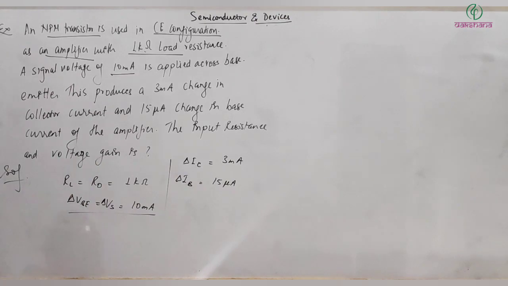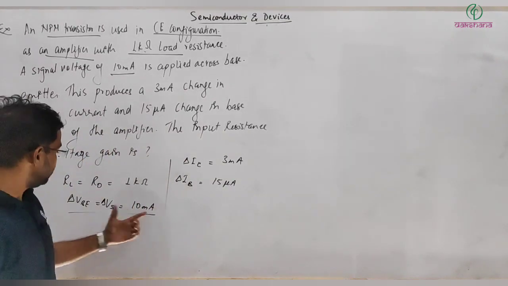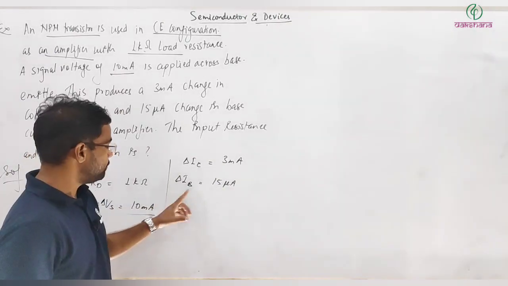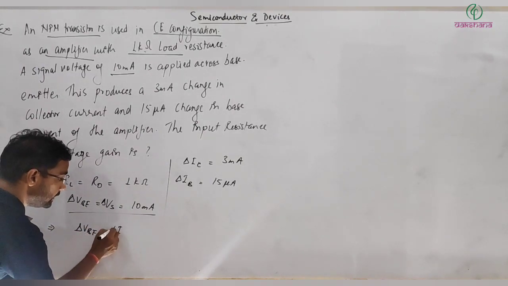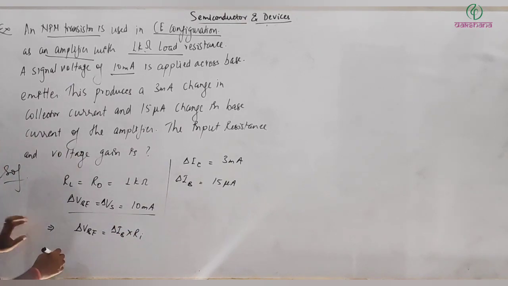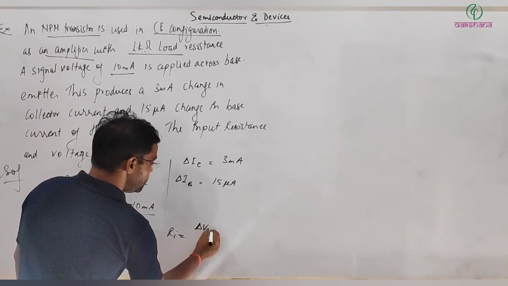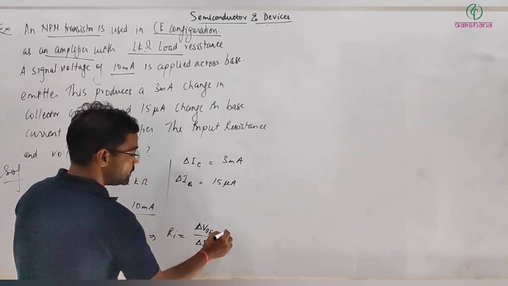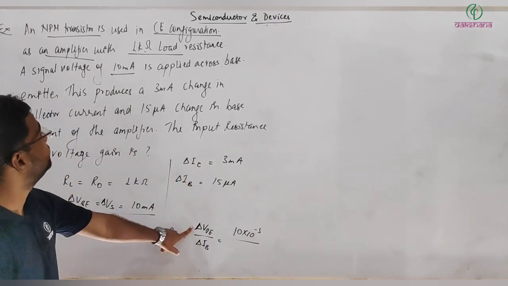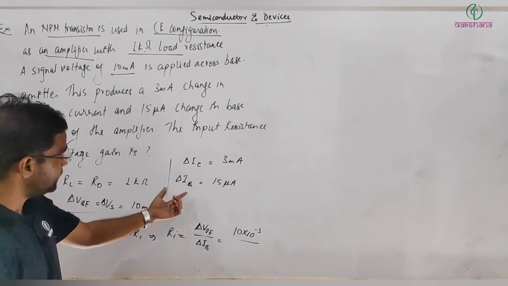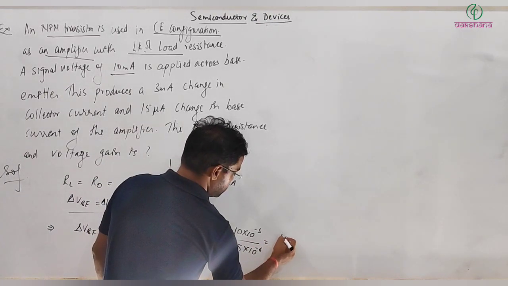Next, the input resistance and voltage gain of the amplifier are asked. So first, we know here we have delta VBE and delta IB. From there I think you must be remembering the relation that delta VBE is equal to delta IB multiplied by R input. V is equal to IR, and this implies I can directly get R input as delta VBE divided by delta IB, and this is 10 millivolt divided by delta IB. Here delta IB is 15 micro, so 10 raised to the power minus 6, and this implies we are getting it's 10.